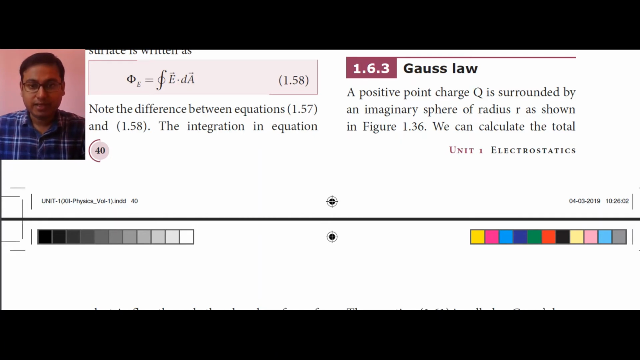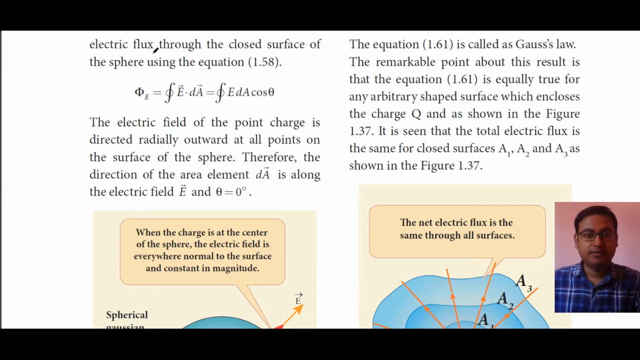We will see it now. We can calculate the total electric flux through the closed surface of the sphere using equation 1.58. This equation we have already seen: electric flux is equal to electric field into area vector. That is, psi E is equal to closed integral E dot dA.